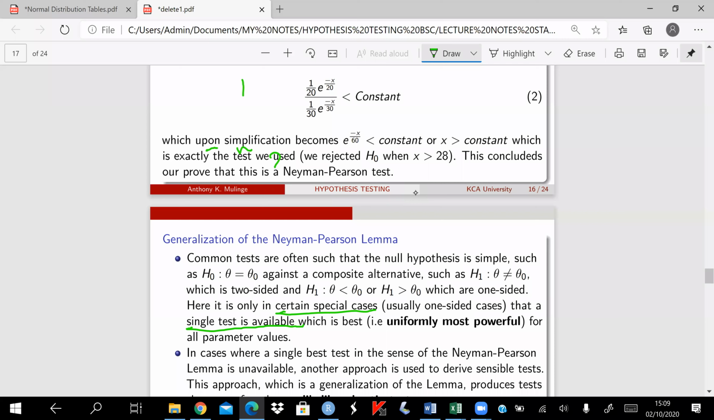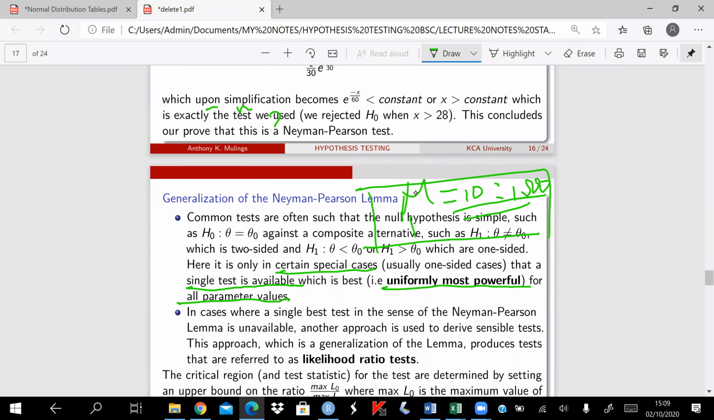So that best test is what we are calling the uniformly most powerful test, which is true for all the parameter values. Like if you simulated mu, like the one we did up there where we simulated mu from 10, let's say to 1000. If you simulate all those values as potential values of mu1, then if you're able to get a single test which is true for all the values of mu, then you have the uniformly most powerful test. But that does not happen in all the cases.